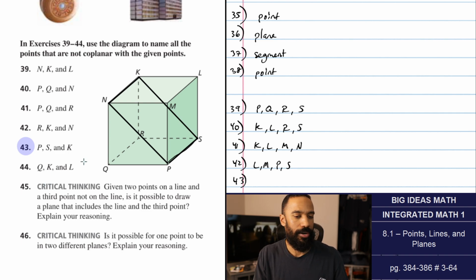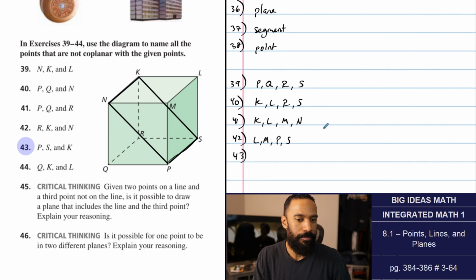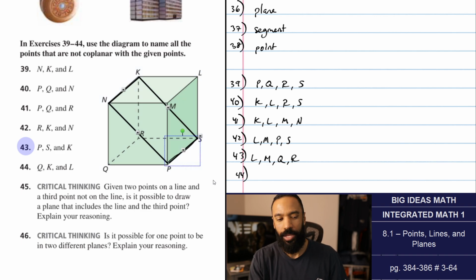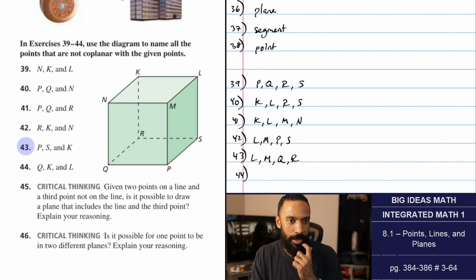R and Q are not on this plane. L and M are not in this plane. So I'm going to say L, M, Q, and R. Oh, I don't know my alphabet order. I'm trying to write them in order, alphabetically, and I'm having troubles. R before Q. So I guess there's more than just the 6 outer facings that they're going to do. Probably this is more of the same.